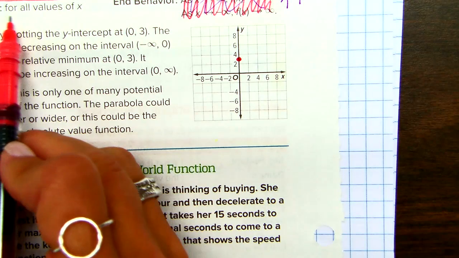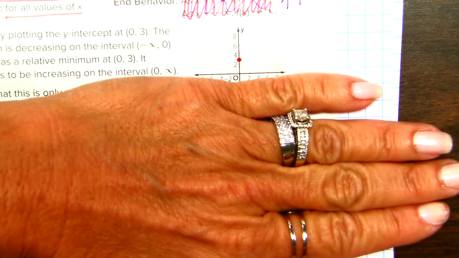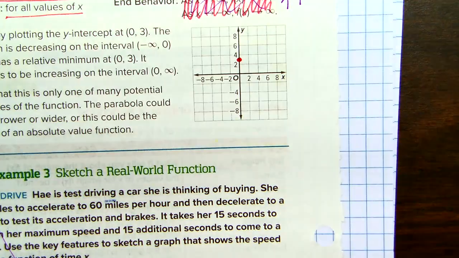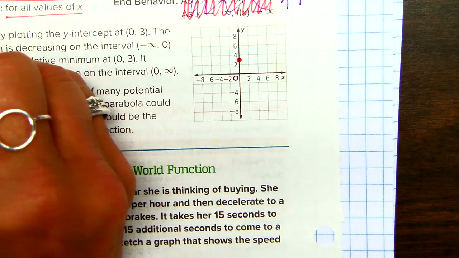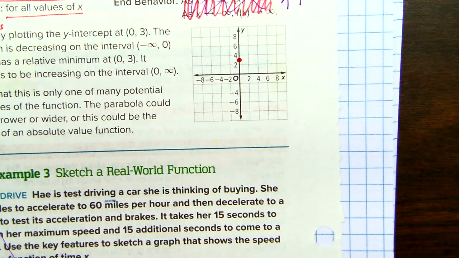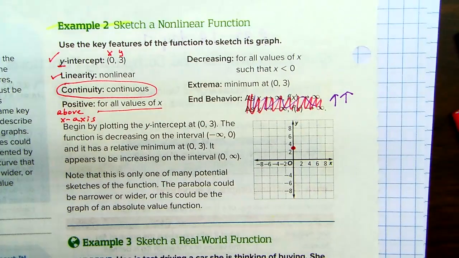Okay, all of the values of y are positive. That means there's going to be absolutely nothing below the x-axis. Every single value is above, okay? So positive is above the x-axis. Okay, that's what that means.